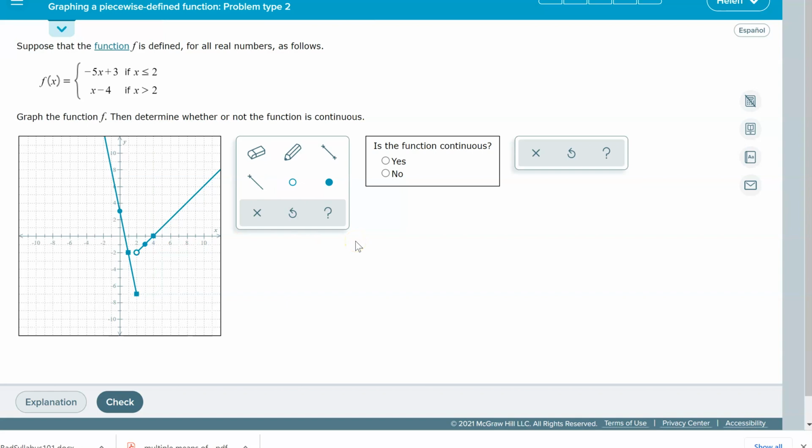So now, is this continuous? Well, no, because we have to pick up. We can't just draw a V or an L. We have to draw a line, pick up our pen, and then start another line. So this is not continuous.